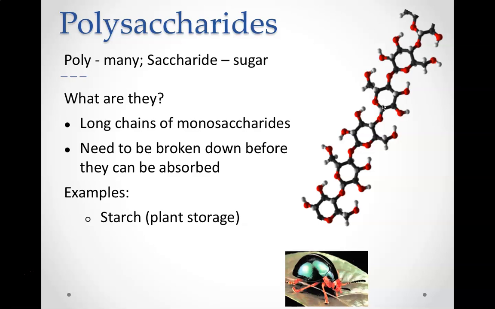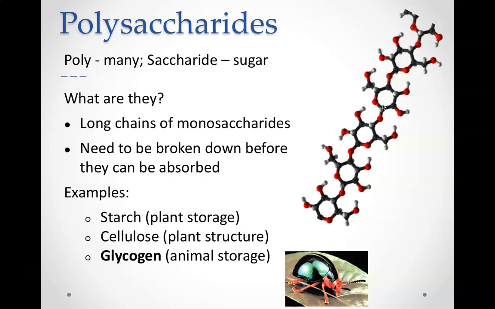So some examples of polysaccharides. The first is starch, which is how plants like to store their carbohydrates. There's cellulose, which is used in plant structure. So cellulose is found in the cell walls of plant cells and helps it to hold its rigid shape. We've got glycogen, which is how animals, including us, store our carbohydrates. We like to store it as a glycogen molecule, so we create this long chain, which makes it easier to store. And then something called chitin, which can be used in different animals for structure.